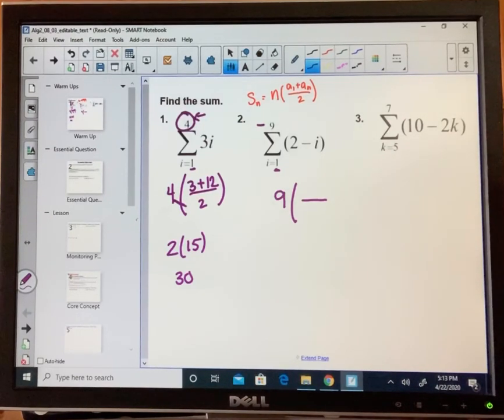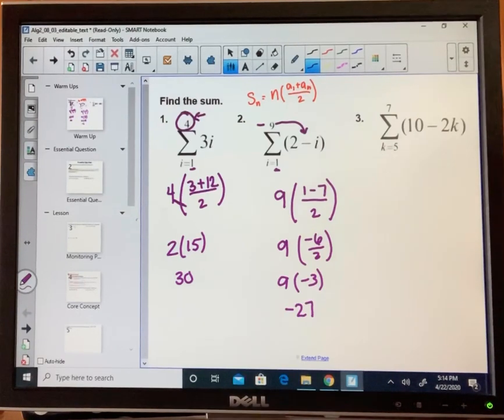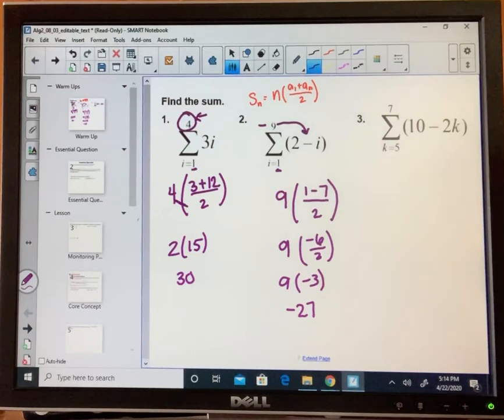Okay, so if I plug in 1, I get 2 minus 1, which is 1. And if I plug in 9, I get 2 minus 9, which is negative 7. Then I'm going to divide by 2. Well, 1 minus 7 is negative 6. That one's easy to divide by 2, so I get negative 3 times 9, which means I would get negative 27. That's my final answer.